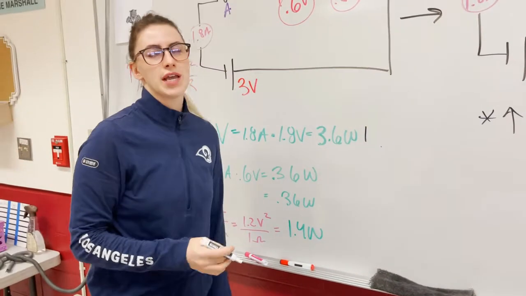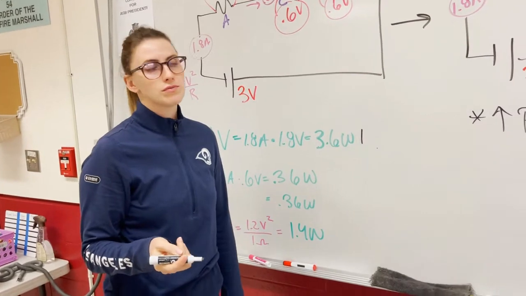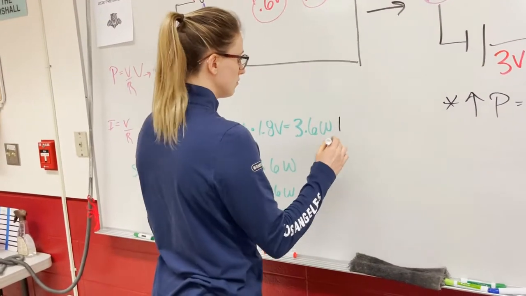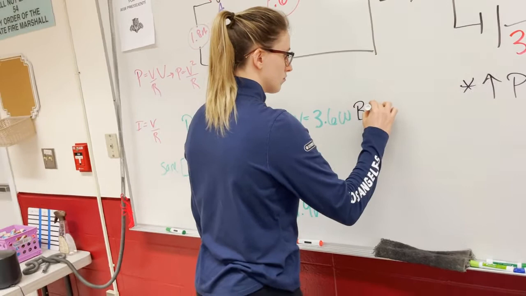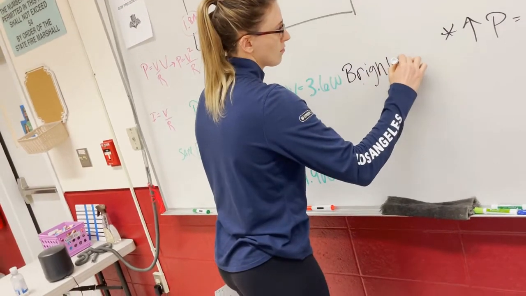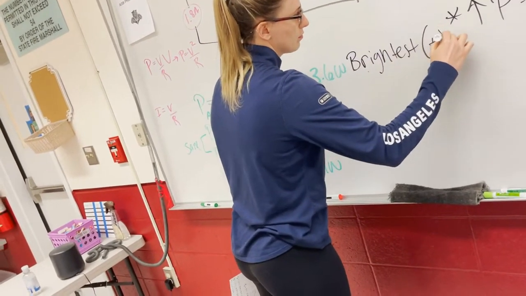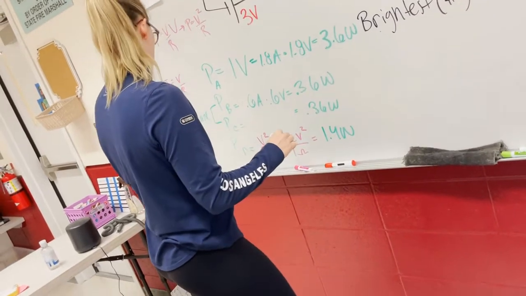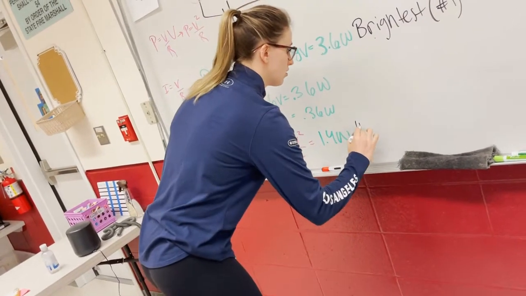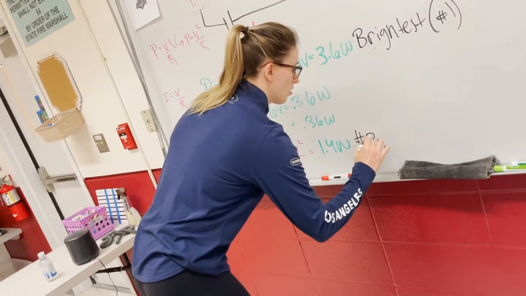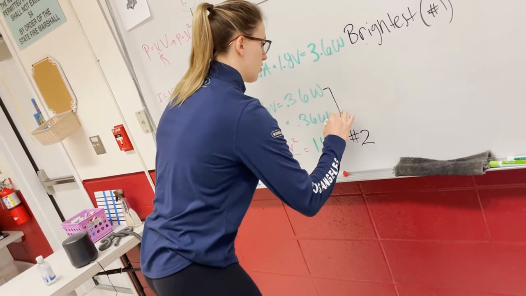Now, how should we write it? Do we say number 1? I say A is brightest, number 1. D is number 2. And then a tie for number 3 will be the other two.